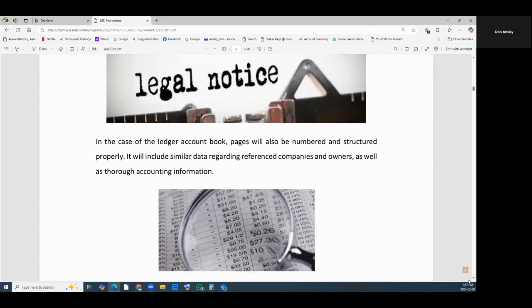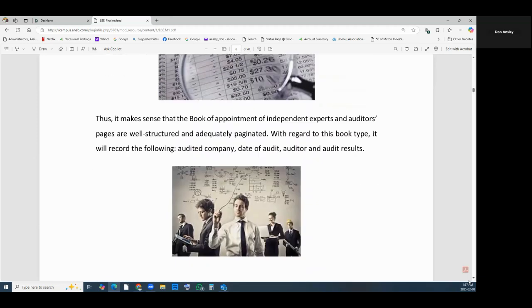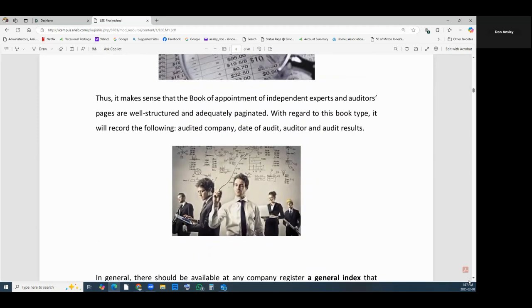In the case of a ledger account book, pages will also be numbered and structured properly. They will include similar data regarding referenced companies and owners, as well as the accounting information. It makes sense that the appointment of independent experts and auditors pages are well structured and adequately paginated.